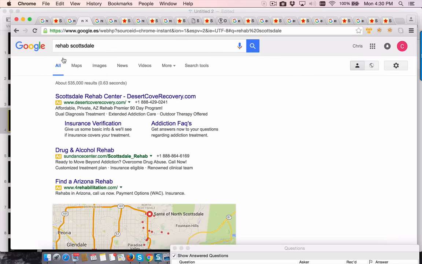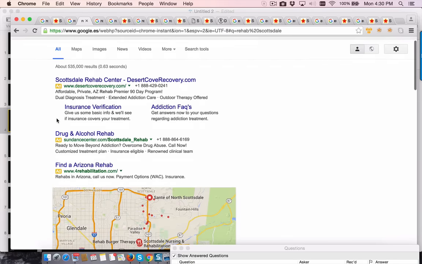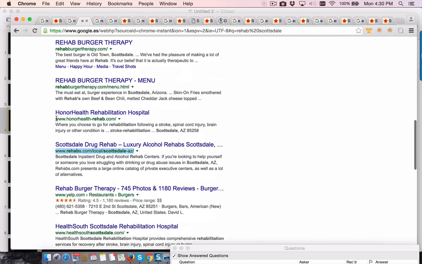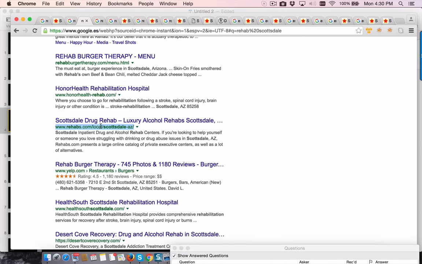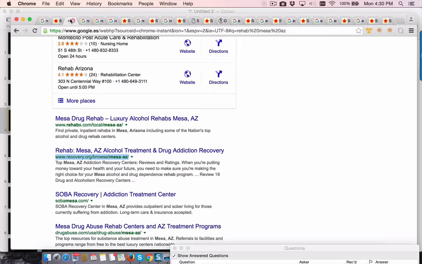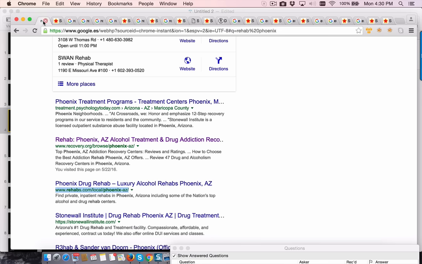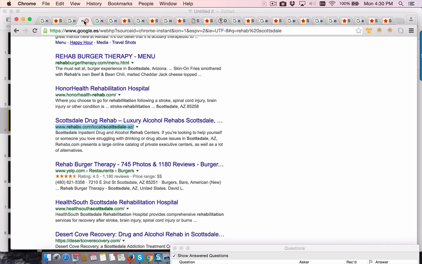Same in Phoenix, Arizona. Scottsdale is right there. It's all part of the community, all part of the valley. That's what they call that, right? So they got a separate page for it, all right? They got a separate page for Mesa. They got a separate page for Phoenix, okay? You should take note of this kind of stuff, all right? This is important.